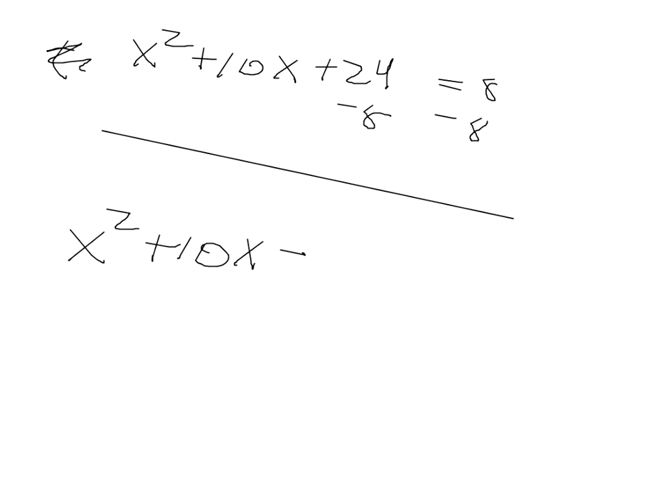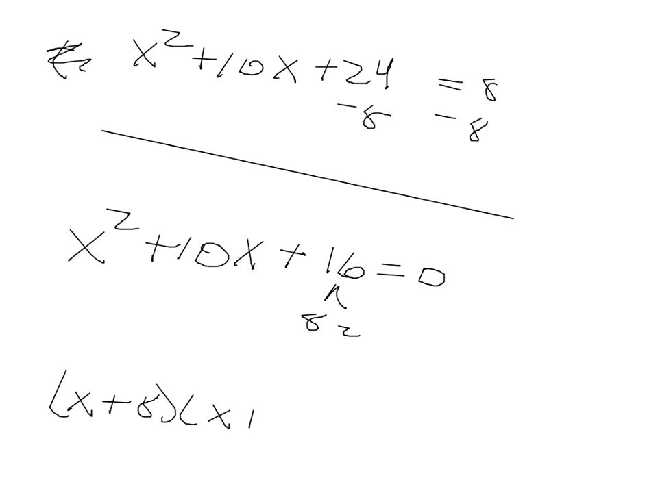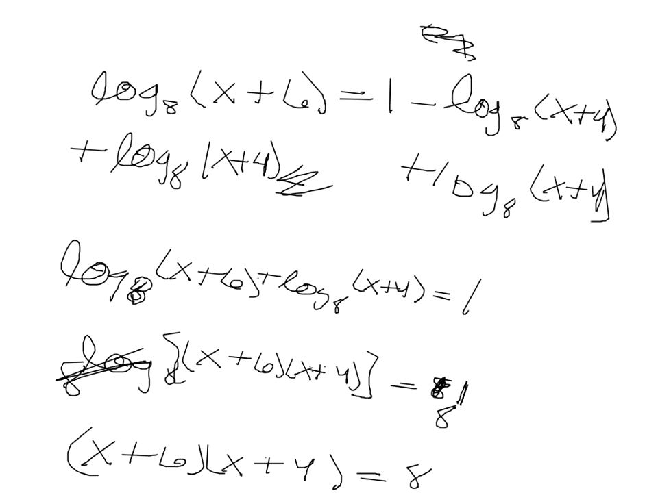Again, it's a quadratic, so x squared plus 10x plus 16. And so 16 has factors 8 and 2, which add up to 10. (x plus 8)(x plus 2). So x equals minus 8 and x equals minus 2.